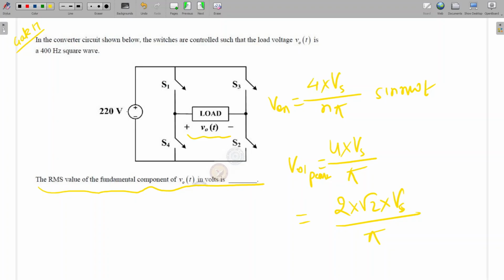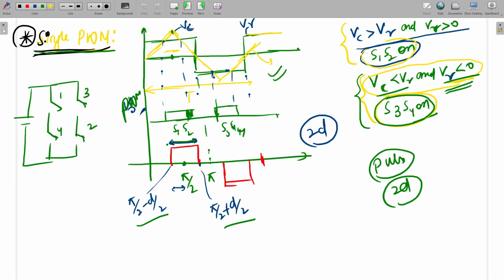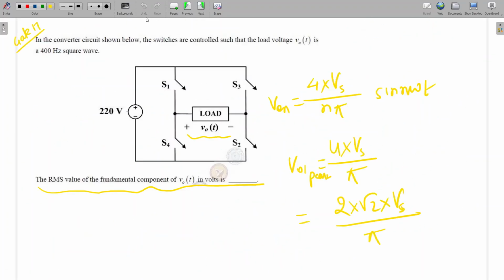Earlier we have calculated Vsn equal to 4 Vs by n pi sin n pi by 2 sin nd sin omega t. That is for single PWM. Here the question is not single PWM. If it is single PWM, it will already be mentioned in the question. This kind of question, they will mention it in some kind of statement. See here, see the question.